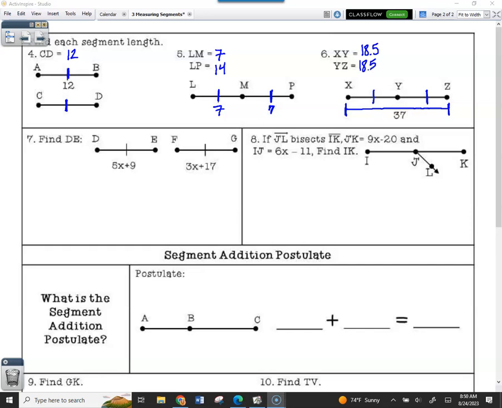So, I'm going to put my question mark where it asks to find DE, so I know that in the long run I need to be able to say the measurement of DE. Well, in order to say the measurement of DE, I need to know what X is. Now I need to look at the picture and say, what is my relationship? My clue is the congruent marks on those segments. That's telling me that 5x plus 9 is equal to 3x plus 17. They're telling you that they're equal.